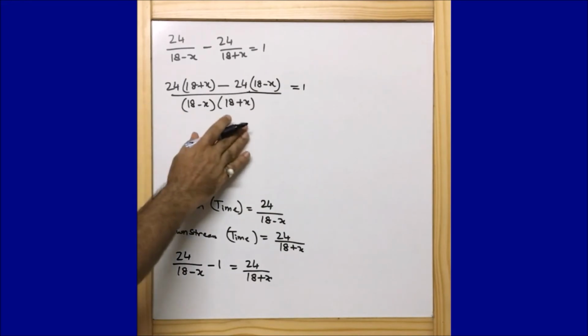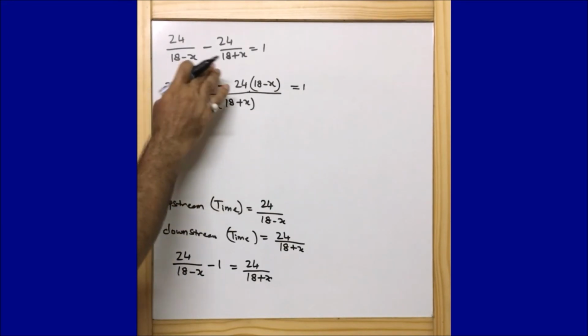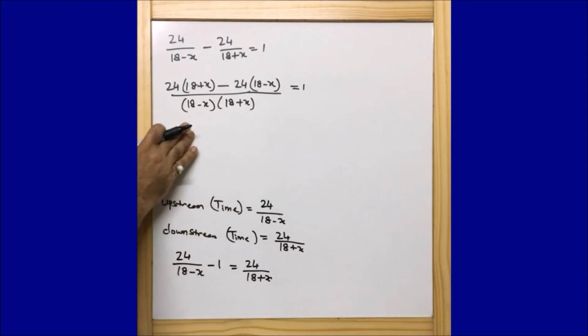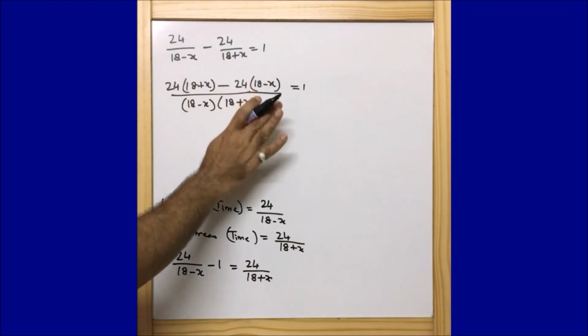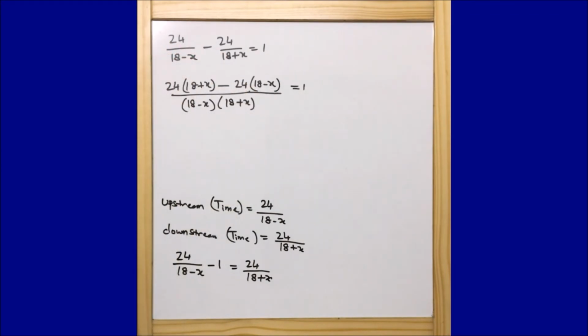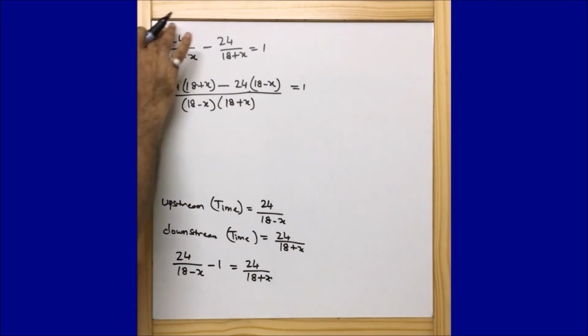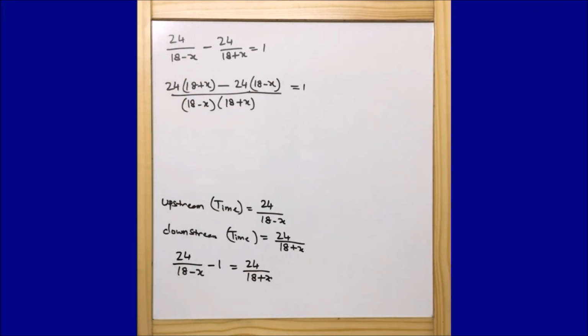Hope guys till here it is clear, because I am just taking the LCM here, multiplying 18 minus x into 18 plus x, and here also I am doing the same thing. I believe this you people know. I am not going to tell how we are reaching this calculation or how we are doing it. I am just solving this equation. So now I can write 24 into 18 plus x minus 24 into 18 minus x upon 18 minus x into 18 plus x is equal to 1.